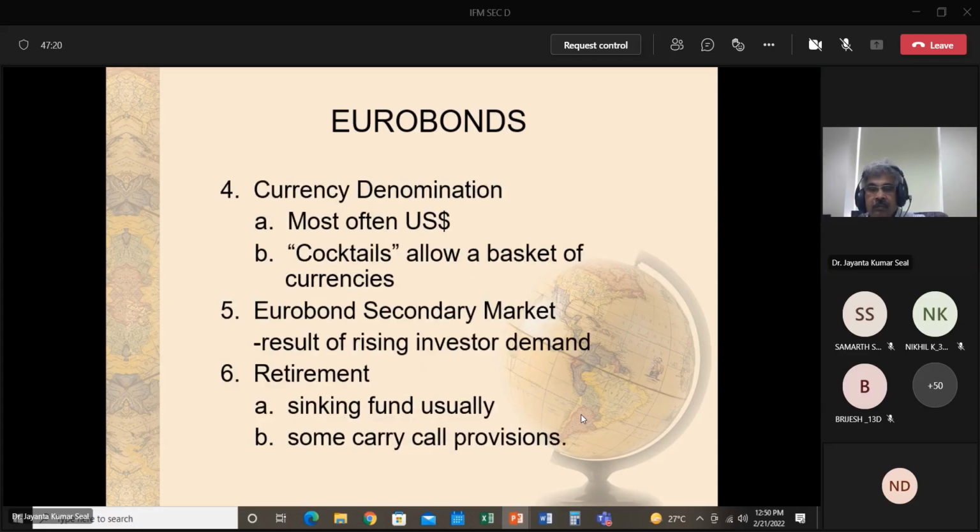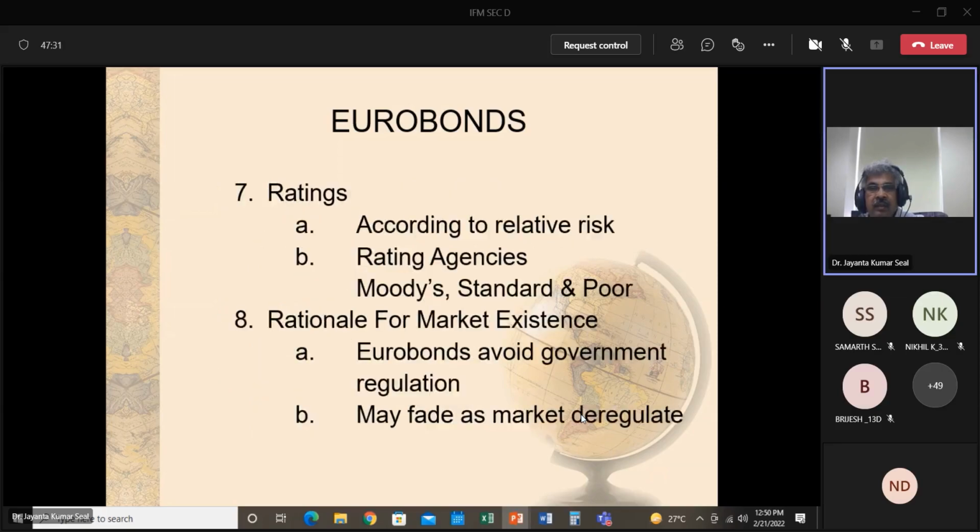Eurobonds are mostly, as I've told you, a US dollar dominant market, etc. Remaining part is about credit rating and all those things. So mostly these things are also applicable in the Indian market also.